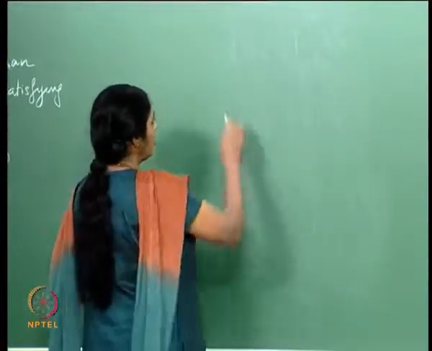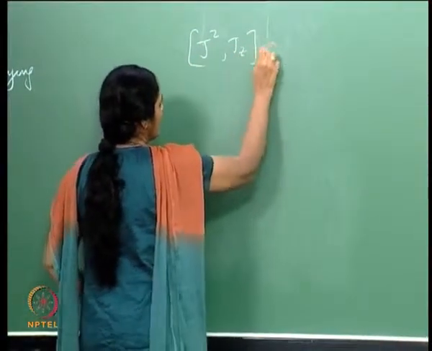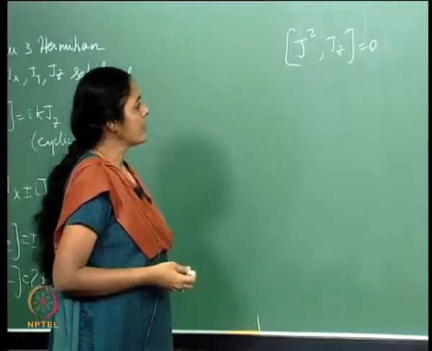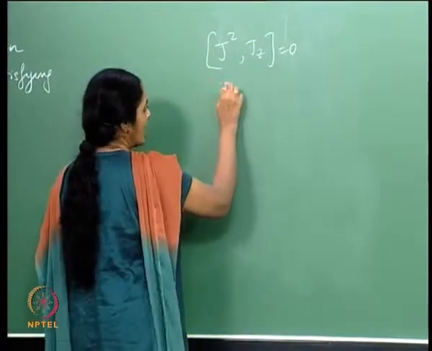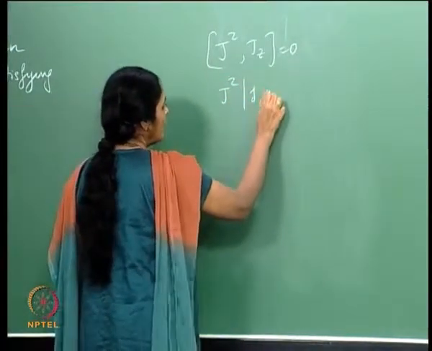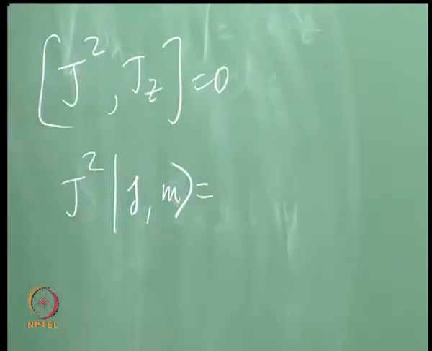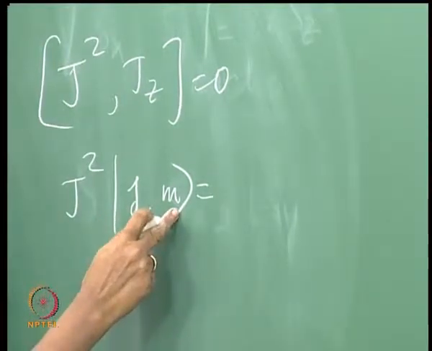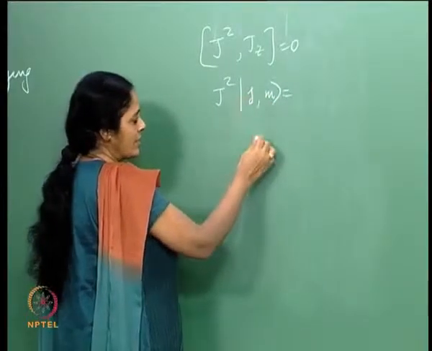I know therefore that J squared and Jz commute with each other. I have already established therefore that there is a complete set of common eigenstates of J squared and Jz. Let me denote the eigenstates by |j, m⟩. In the case of spin, this would be given by the label s, and m would be the third component of spin, the eigenvalue of Sz.